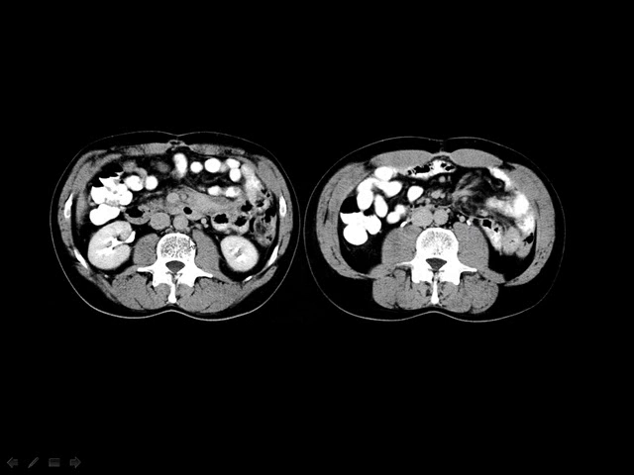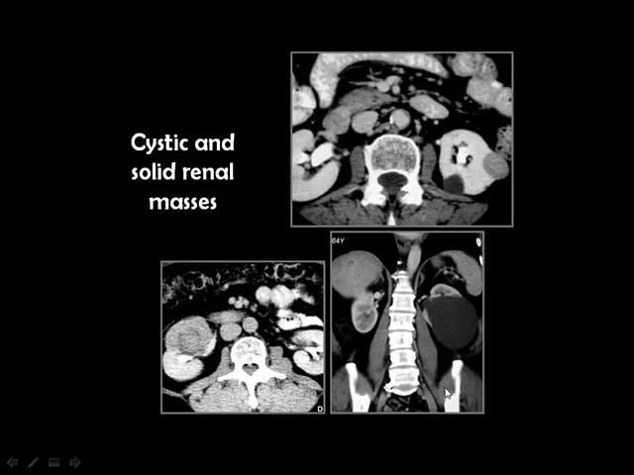Why don't you see contrast material in the ureter? Because of the peristalsis. At a time, the peristaltic wave passes and you take the section, you don't see the ureter. Then at the relaxation time, you can see the ureter.